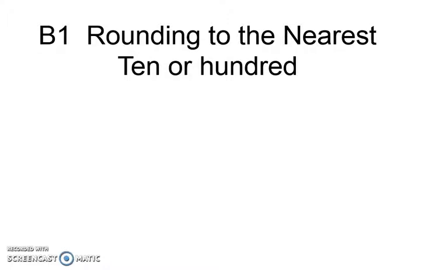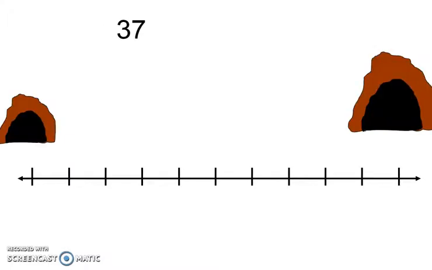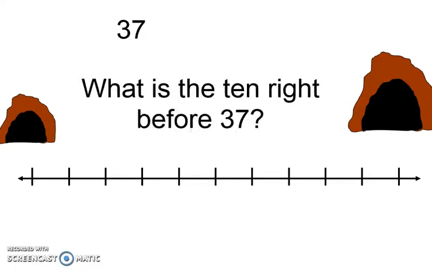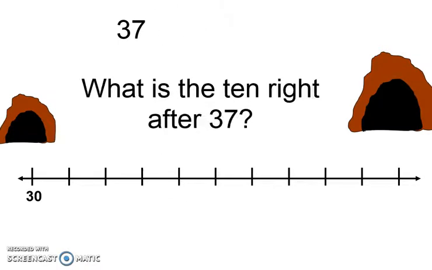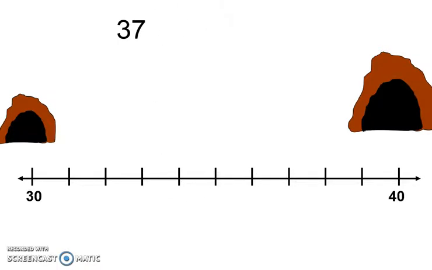This video should help you with rounding to the nearest 10 or 100. So to start with, we're going to play around with a little fish here, and I'm going to round to the nearest 10. So what's the 10 right before 37? It's 30. The 10 right after 37 is going to be 40. So I just fill in the other numbers.